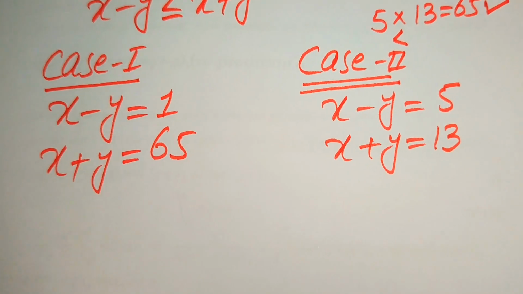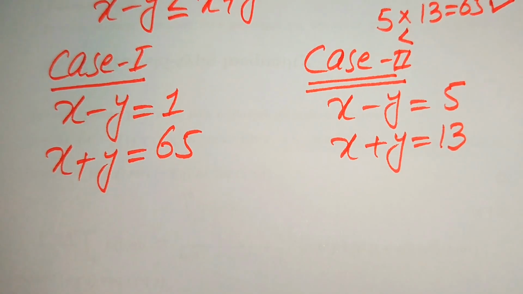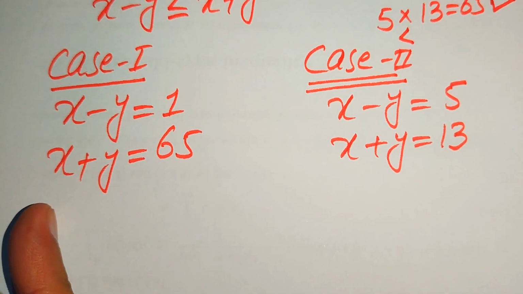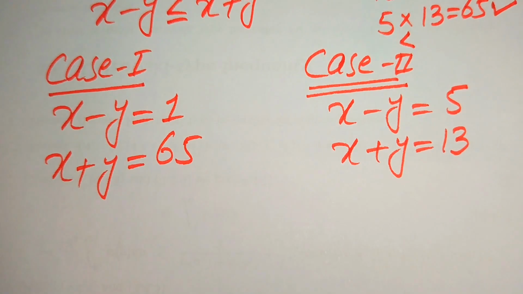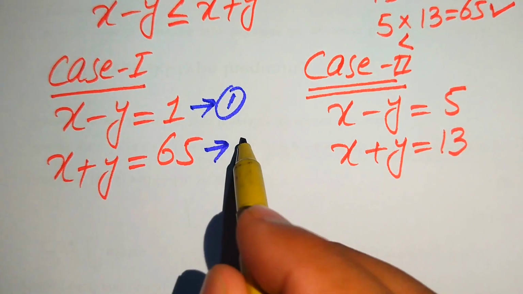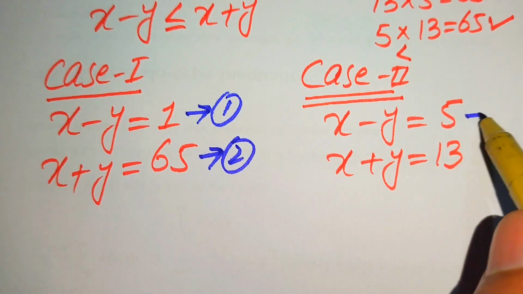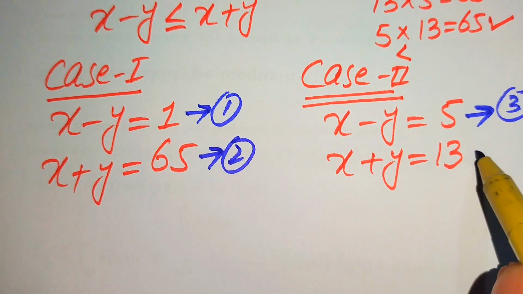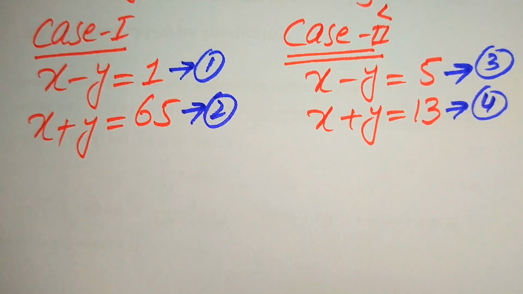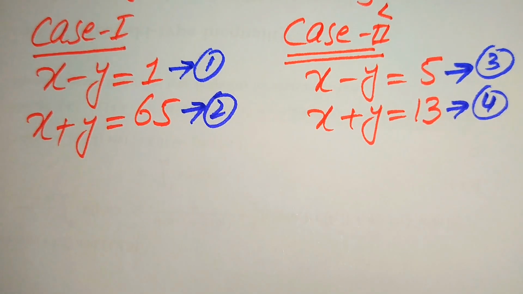So we need to solve both of these two cases, and we get the values of x and y, and then moving backward we get the values of a. So first we call this our equation number 1, this equation number 2, this equation number 3, and this equation number 4. So we solve all these four equations and we get the values of x and y.